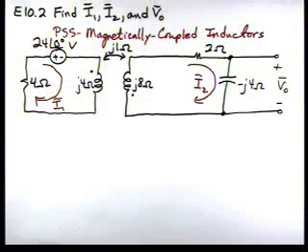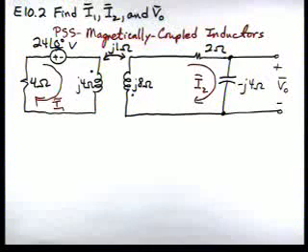Okay, this is the solution to Learning Assessment 10.2. Problem says find I1, I2, and V0, and we're going to use our problem solving strategy entitled Magnetically Coupled Circuits, which says first assign mesh currents. Well, we're already assigned mesh currents I1 and I2 in this problem, so step 1's already satisfied. Step 2 says write mesh equations by applying KVL.